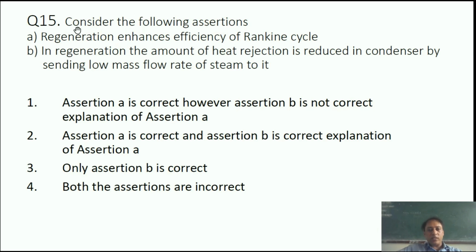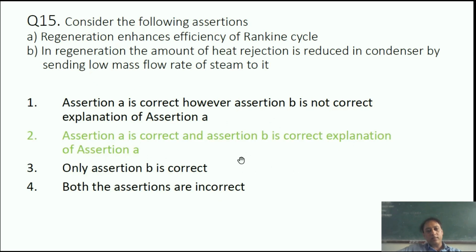Now consider the following assertions. Assertion A: Regeneration enhances the efficiency of Rankine cycle. Assertion B: In regeneration, the amount of heat rejection is reduced in the condenser by sending low mass flow rate of steam to it. These are the two assertions. Options: Assertion A is correct, however assertion B is not correct. Assertion A is correct and assertion B is correct. Only assertion B is correct. Both the assertions are incorrect. What is the correct answer?